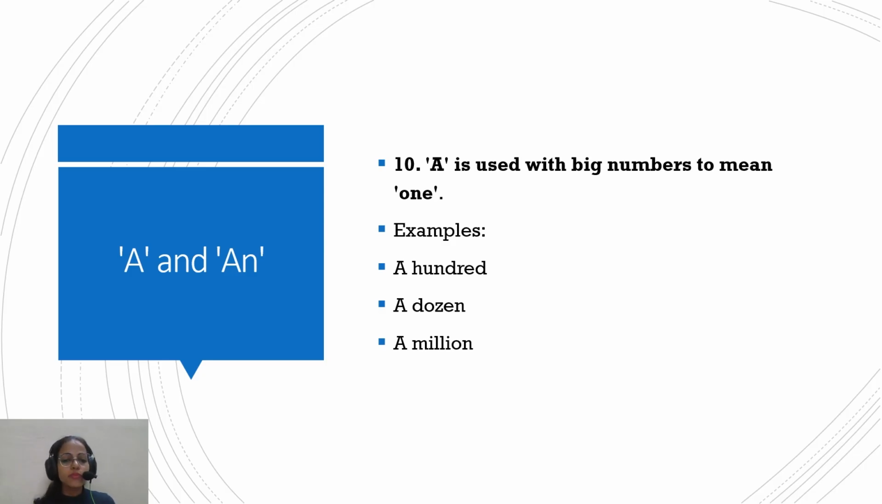When used with big numbers, it is used to refer to the number one. So a hundred would mean one hundred. A dozen would mean one dozen. A million would mean one million. So when used with big numbers, it is used to mean one.